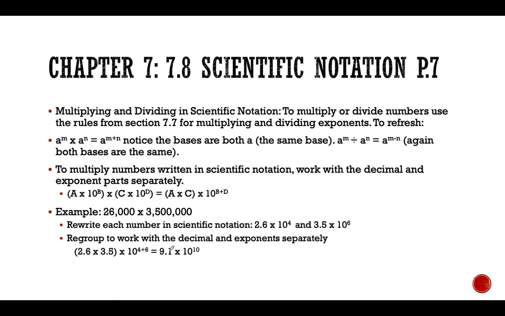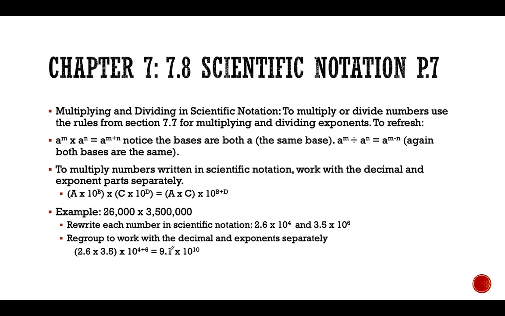And a to the m divided by a to the n equals a to the m minus n. To multiply numbers written in scientific notation, we're going to work with the decimal and the exponent parts separately. A times 10 to the b times c times 10 to the d equals a times c, which is the decimal parts, times 10 to the b plus d, which is the exponent parts.